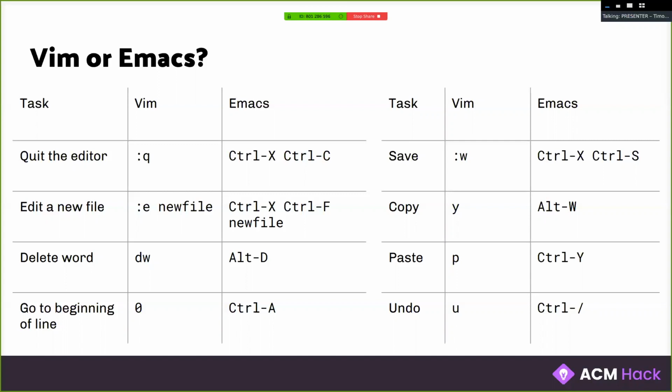undo is U, paste is P, copy is Y. If there's only one key associated with them in Vim, but in Emacs, not only do you have to press a lot more keys and find a lot more fingers to press those keys, but also it's more difficult to learn them and also to become proficient with the Emacs shortcuts.